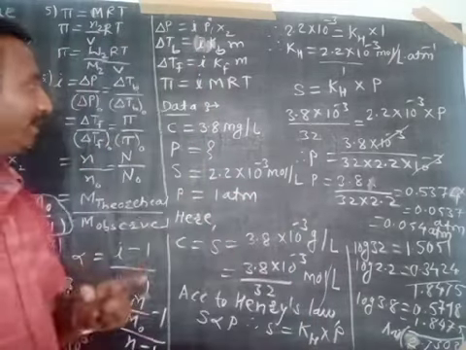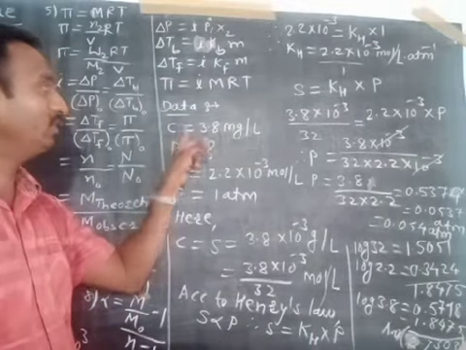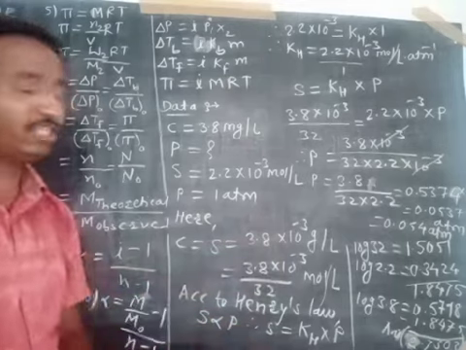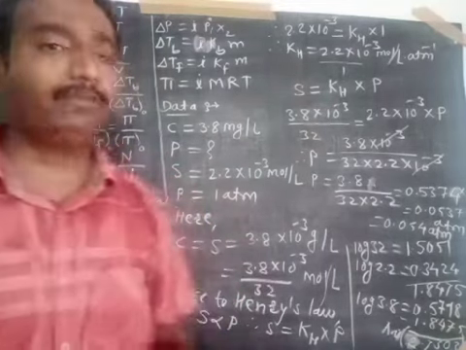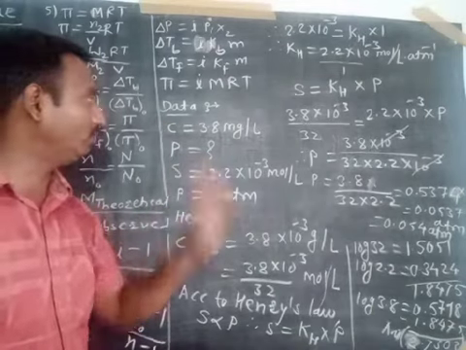As per the explanation, here the concentration of O2 in water is given, and that concentration is 3.8 milligram per liter. And at this concentration, what will be the partial pressure of the O2? We have to calculate, and that's why P is equal to question mark.